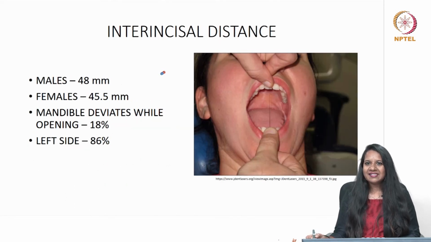Next is the interincisal distance. It is the distance between the upper central incisor and the lower central incisor, that is, the measurement of the opening of the jaw. In males it is 48 mm, in females it is around 45.5 mm. The mandible deviates while opening in 18% of the population, and in 86% of those the mandible deviates to the left side. The interincisal distance is very important because any TMJ pathology may lead to limited mouth opening and restricted mandibular movements.